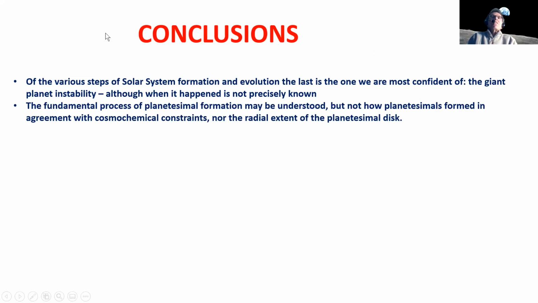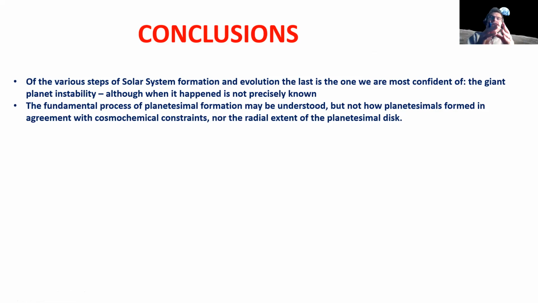So the fundamental process of planetesimal formation may be understood. This idea that particles clump in the disk and form self-gravitating clumps that then contract and form planetesimals. I think this is a really great idea and it's a solid one. But we still don't understand how planetesimals form in agreement with cosmochemical constraints, which means forming early planetesimals at least at two distinct sites in the disk, and then forming a later population of planetesimals basically all over the place, because the instability model requires a massive planetesimal disk extending up to 30 AU with a low mass extension up to 45 AU, which is the cold Kuiper belt.